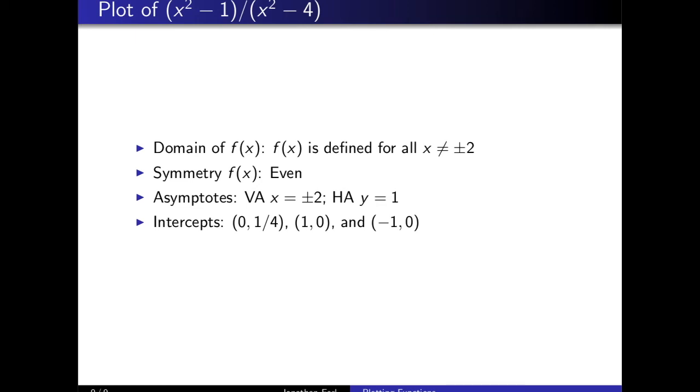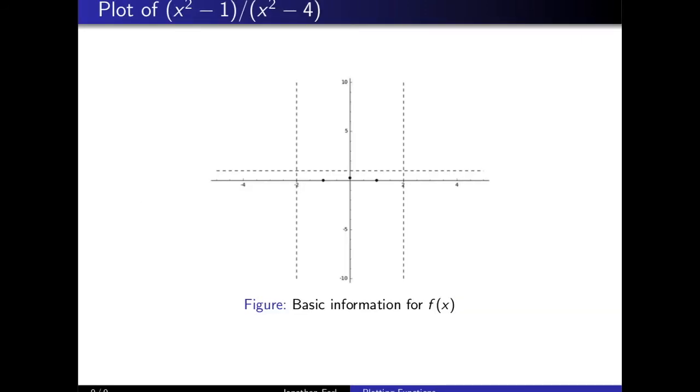And what we could also see is that we have intercepts at (0, 1/4), (1, 0), and the point (-1, 0). So we can put all of this information out there. So we have these 3 black dots representing our intercepts, and then we have these dashed lines telling us where we have asymptotes. So we have vertical asymptotes at minus 2 and plus 2, and then we have this horizontal asymptote at y equals 1.